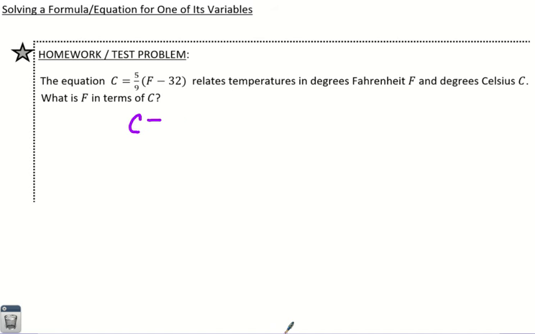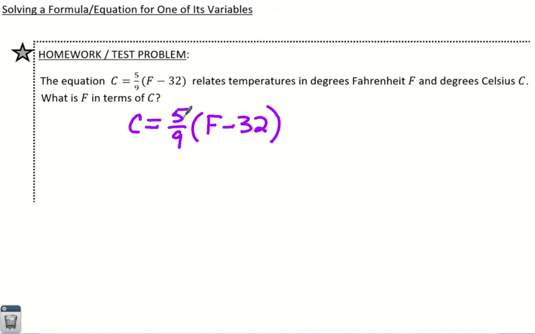See what I'm working with here? All right, so what would be the first thing to do to start to get F by itself? I suppose you could distribute the 5/9. That wouldn't be so horrible. I'm not going to do that, but you could. There wouldn't be anything too wrong about it.